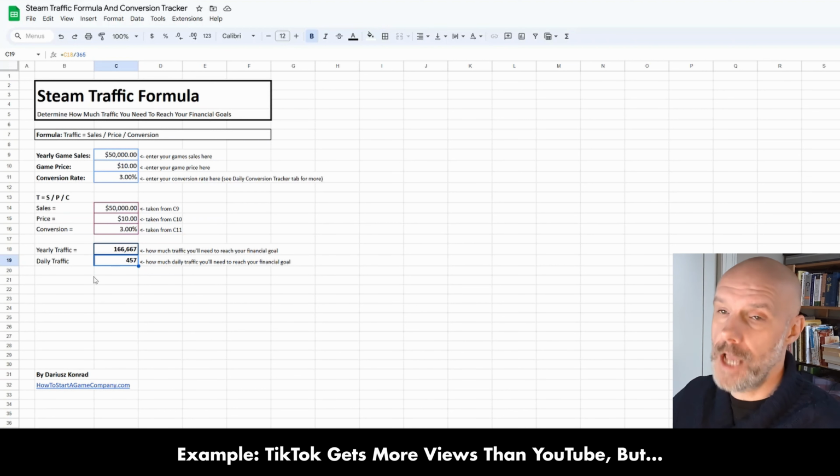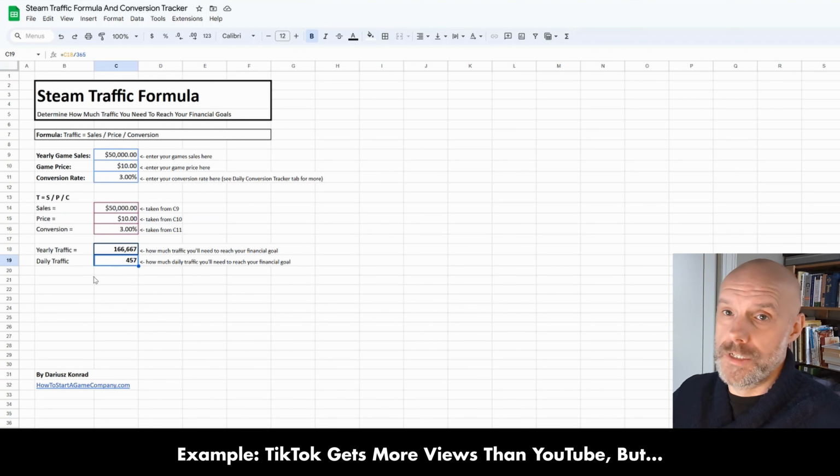So like I said, TikTok is getting more views than YouTube, but now you decide to do a test and see which source is getting you more traffic, right? So after running the test, you get the results and you find out that even though TikTok gets more views, YouTube is the one that drives 80% of the traffic to your Steam page, right? And this is just an example, right?